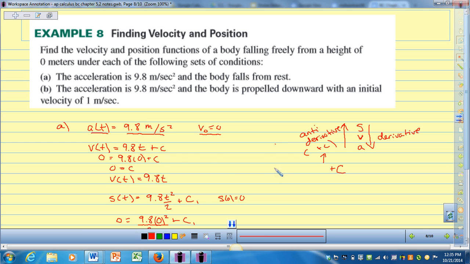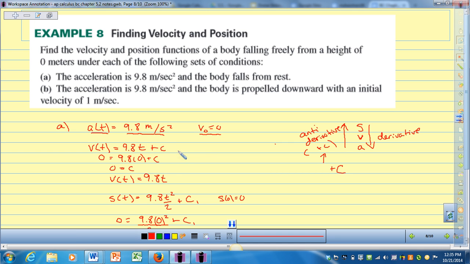So now we ask ourselves, if my acceleration was 9.8, then what was the velocity that gave me that acceleration? Well, we took the derivative of something to get 9.8. So it makes sense that what we started with was 9.8t. But we need to remember it can be plus any constant. So our velocity function is 9.8t plus c. And if you take the derivative of that, you get 9.8 for the acceleration.